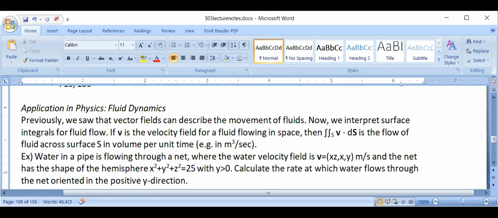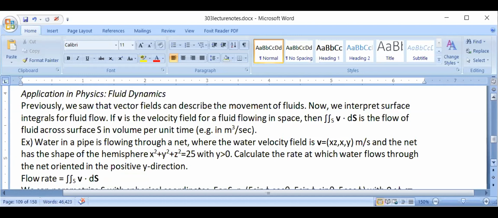So how do we do this? First of all, let's write down our basic statements. We know that the flow rate is going to be this double integral over the surface of V dot dS. In order to calculate this, we need to parameterize the situation. Start by parameterizing the surface. Since the surface is a sphere, or in this case part of a sphere, we can use spherical coordinates to write down the parameterization.